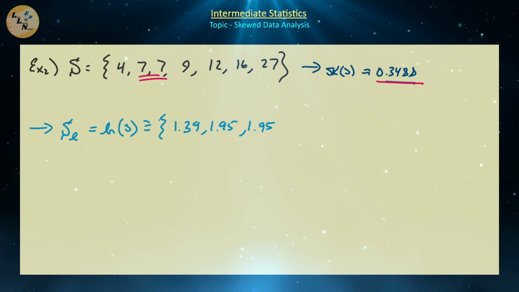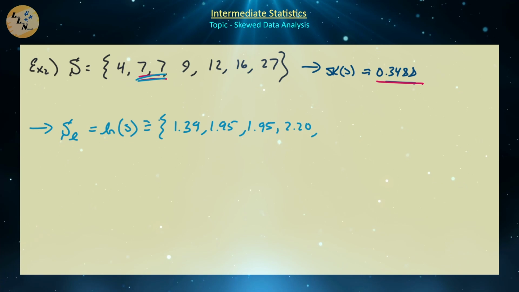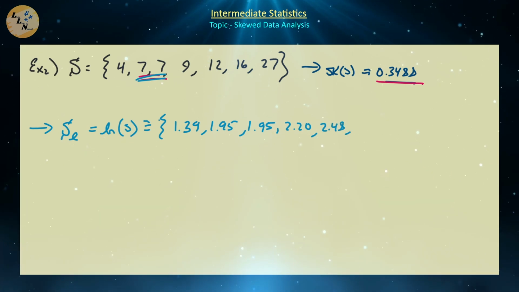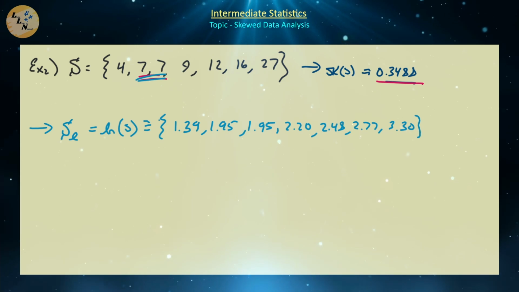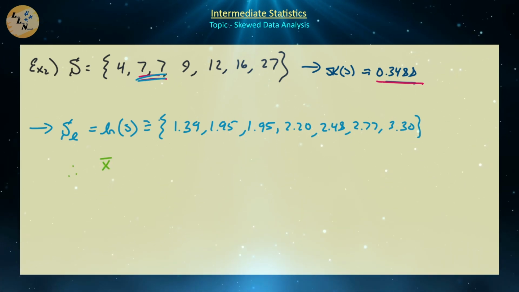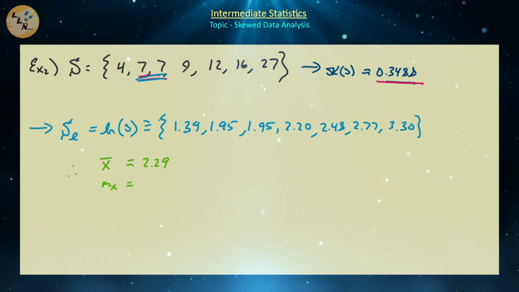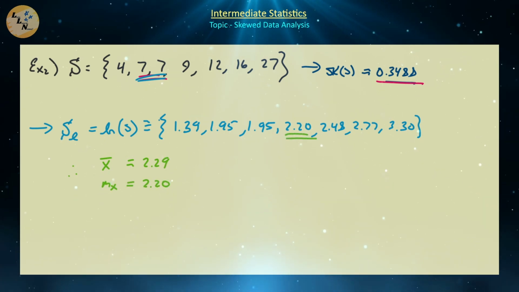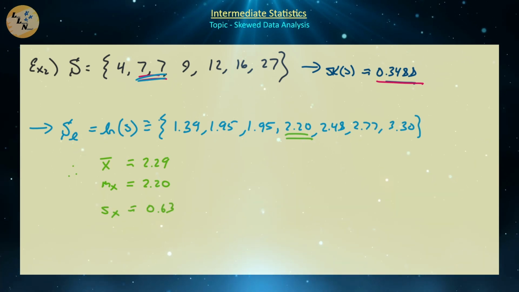1.95, 1.95, which is the repetition of that 7, 2.20, 2.48, 2.77, and 3.30. Now with this new data set, I can calculate a mean, a median, and a standard deviation. So one can find that the mean of this new data set is approximately 2.29. The median is going to be equal to 2.20. And the standard deviation is going to be approximately 0.63.